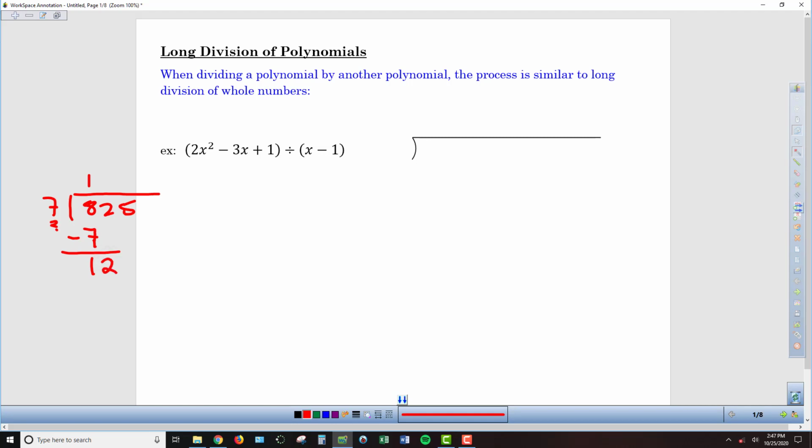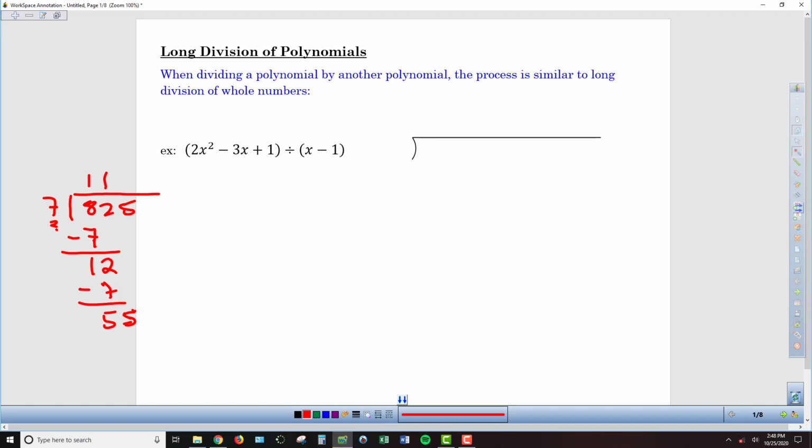And then I go through the exact same process again. I say 7 goes into 12 how many times? It goes in once. And then I multiply. 1 times 7 is 7. I subtract. I get 5. And then I bring down one last time, so I bring down the 5 from up top.